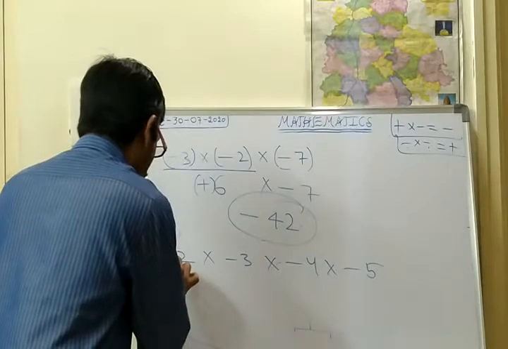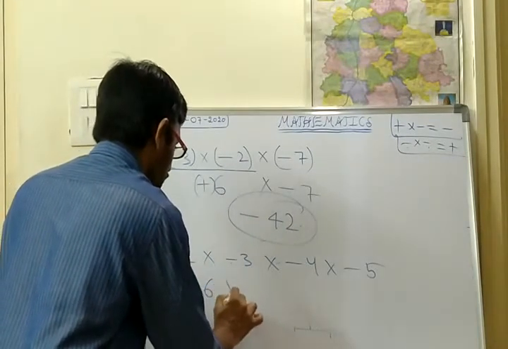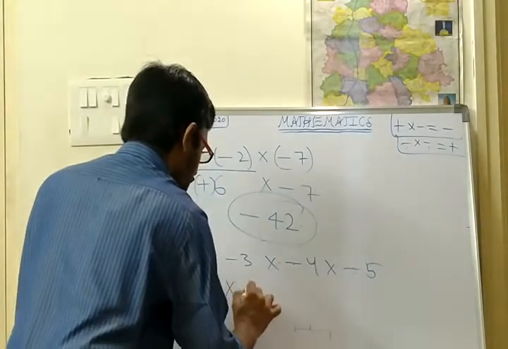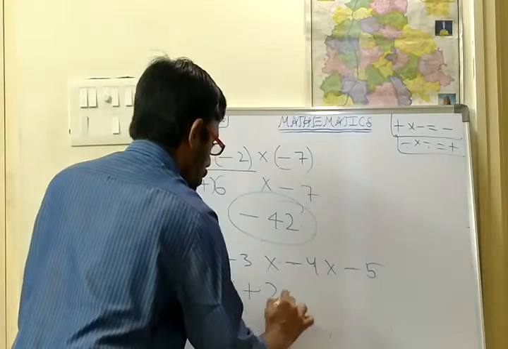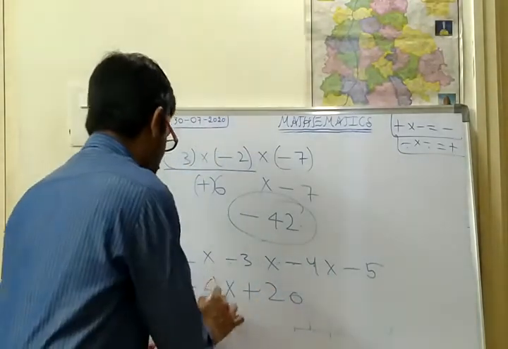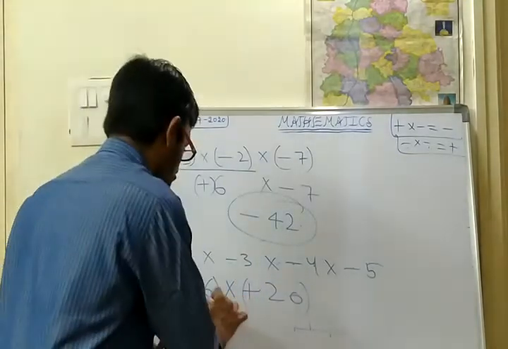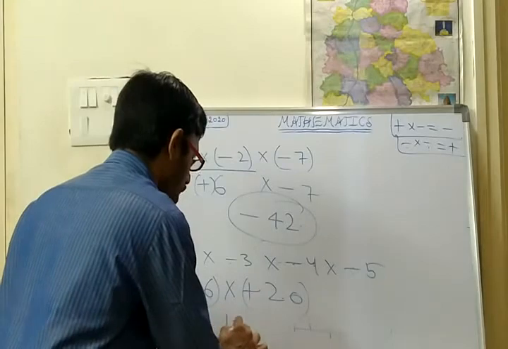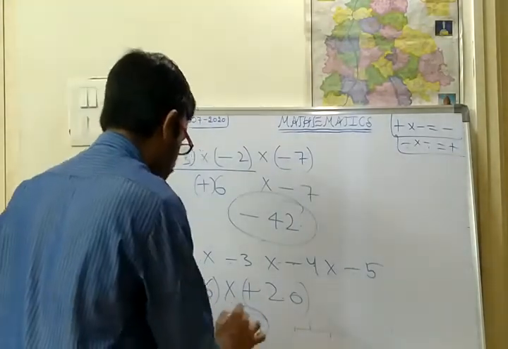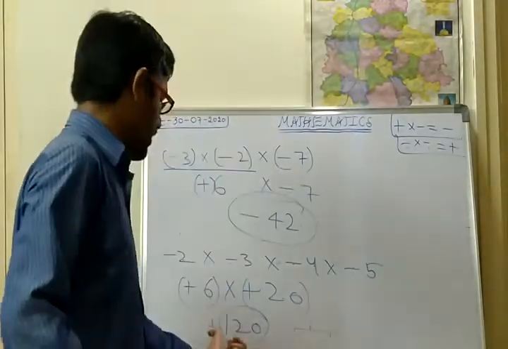First minus into minus is plus, 2 3s are 6, into minus 4 into minus 5: minus into minus is plus, 4 5s are 20. So plus 6 into plus 20. Plus into plus is plus only. 6 20s are 120. So what is the result? The result is a positive integer. So the product of 4 negative integers is positive only.